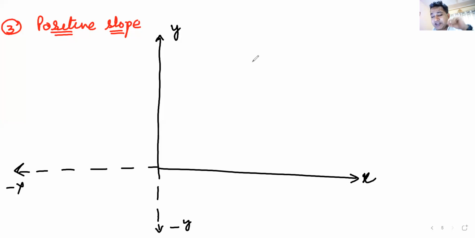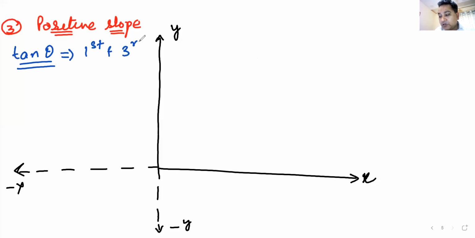When you're talking about a straight line, you're talking about a slope. We're talking about tan theta. Now this tan theta is positive in two quadrants. It is positive in first and third quadrant. Is everyone getting me? Tan theta is positive in first and third quadrant. It is negative in second and fourth quadrant. Do we understand this? Tan theta. We have already seen this.